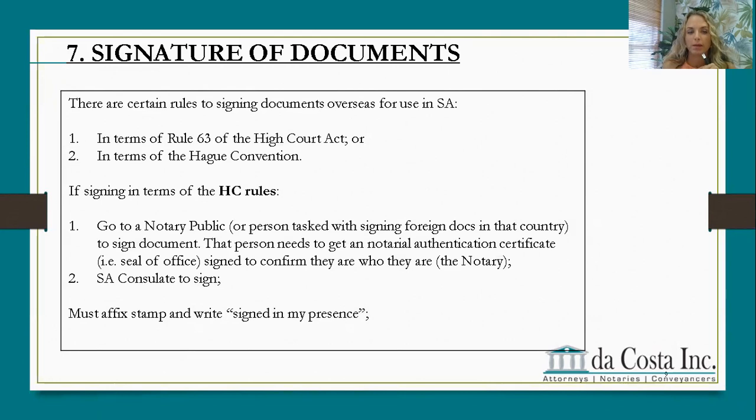And they must say signed in my presence, and affix their stamp and signature and sign each page. The other thing is the people could go to a SA consulate to sign. That's quite simple. They literally just go and get it signed. They don't have to have a notarial authentication certificate or anything like that. That's just a one-stop trip, okay?